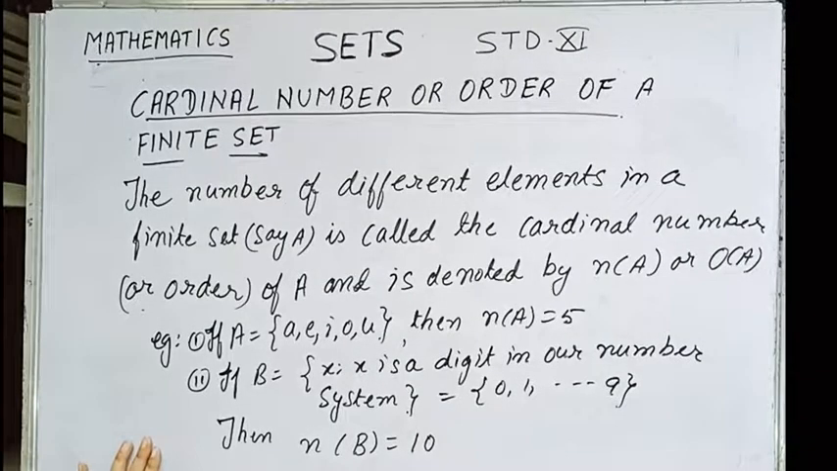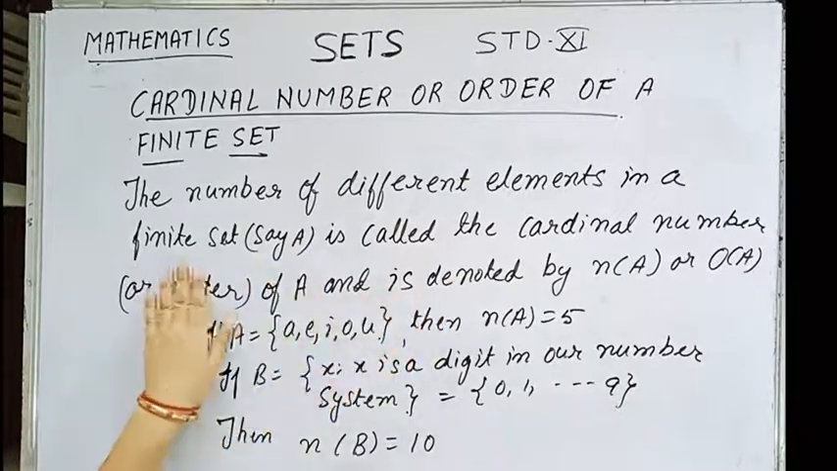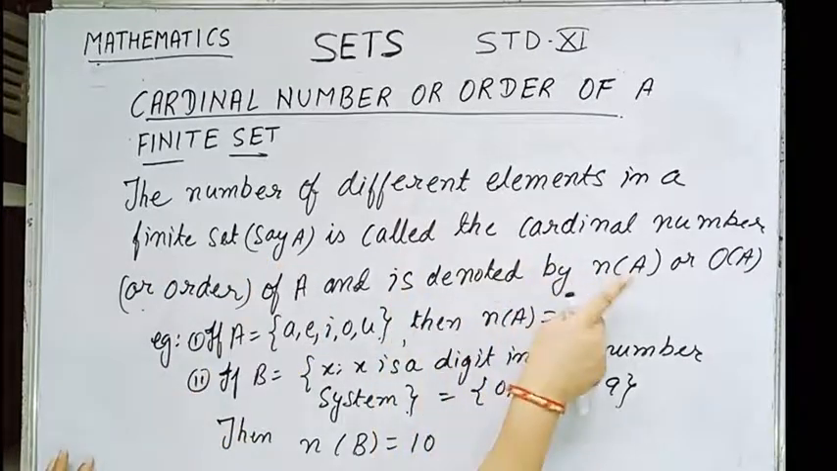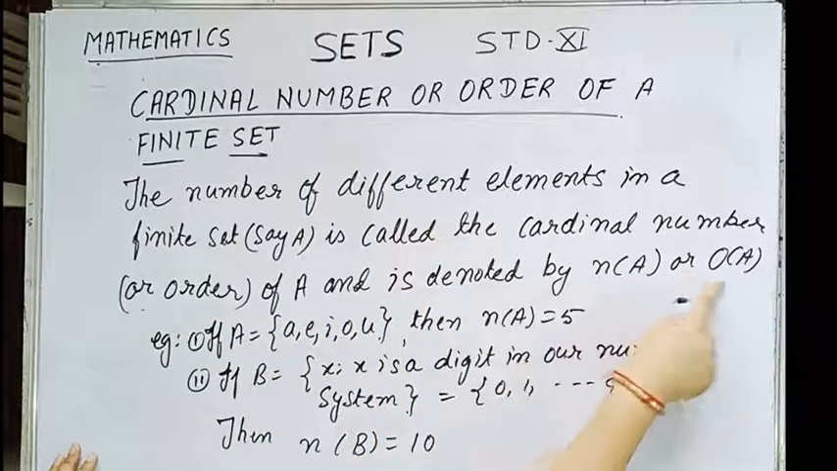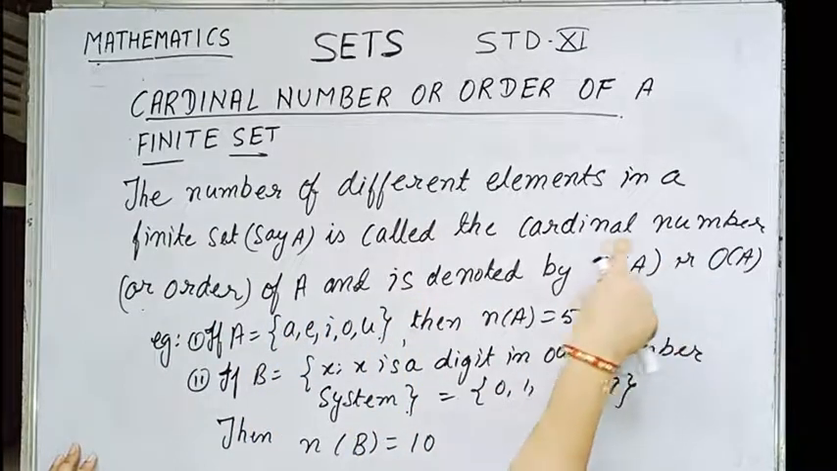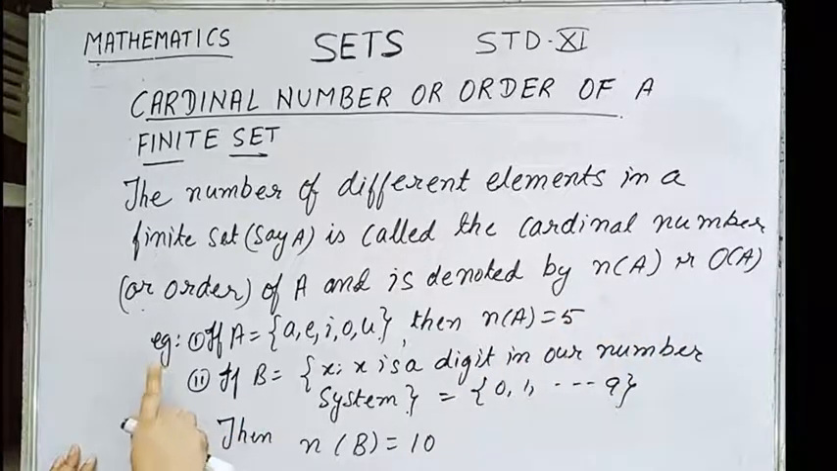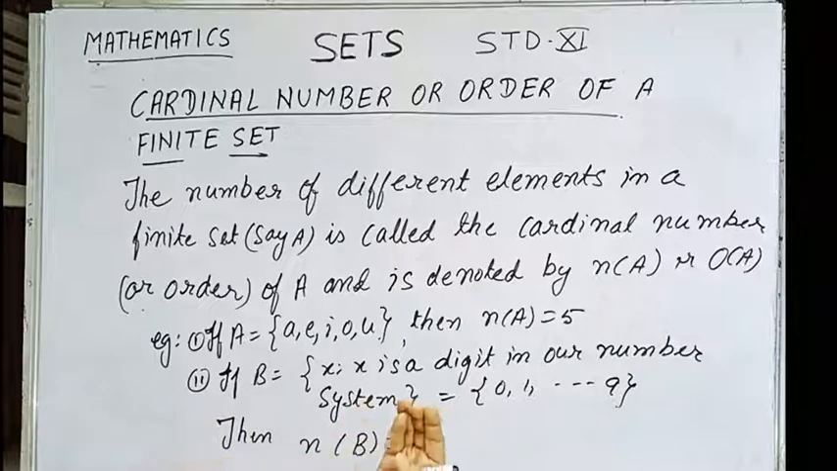Now children, let us go to the next definition of the set, that is cardinal number or order of a finite set. The number of the different elements in a finite set, suppose we say the set as A, is called the cardinal number or the order of the set A, and it is denoted by n(A) or O(A). We will be denoting generally by n(A). In the NCERT book also it is written n(A). Now clear it is, cardinal number of a set is the number of the elements present in the set A.